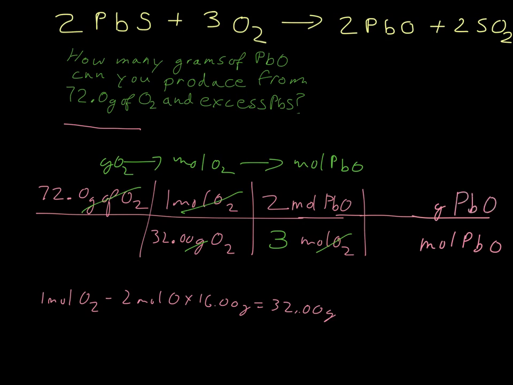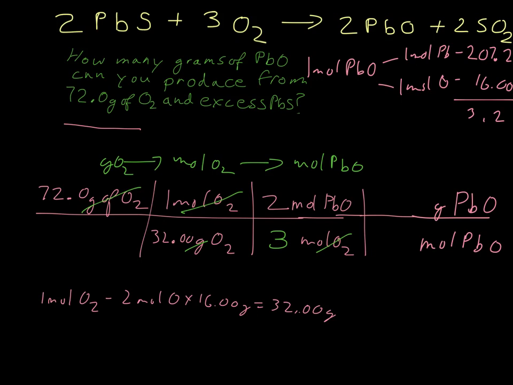The periodic chart always tells me the relationship between moles and grams. 1 mole of lead oxide contains 1 mole of lead. According to my periodic chart, 1 mole of lead is 207.2 grams. Double checking here. Yep. And then 1 mole of oxygen is 16.00 grams, so 223 grams there.